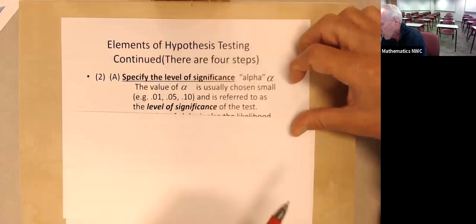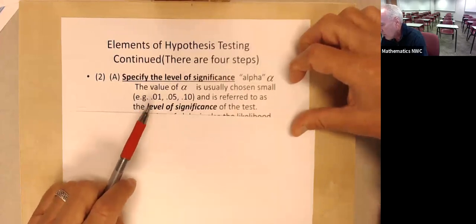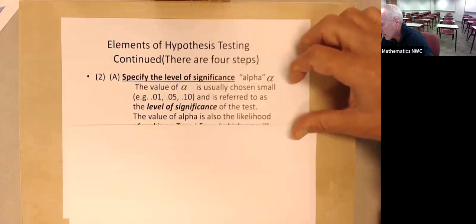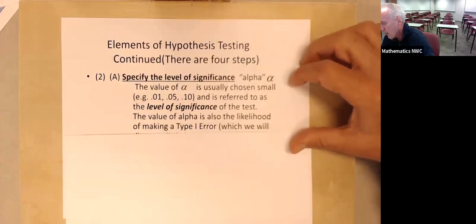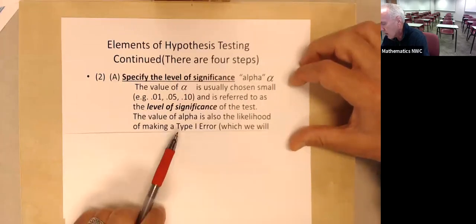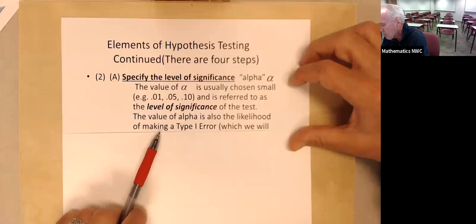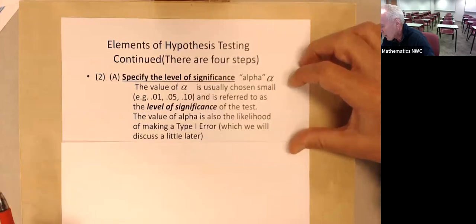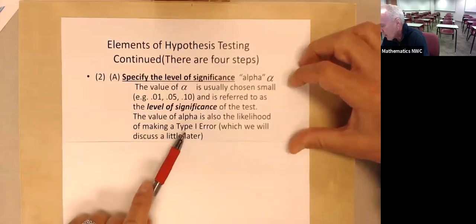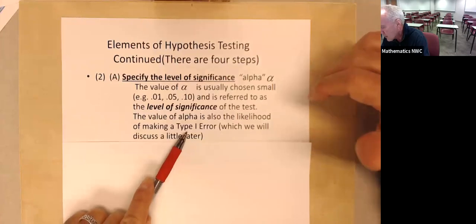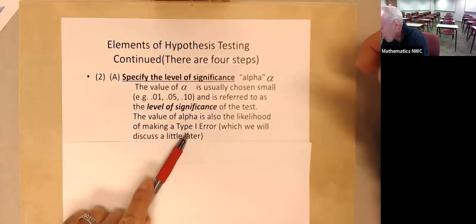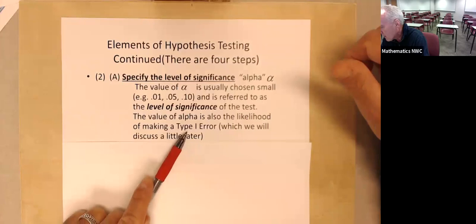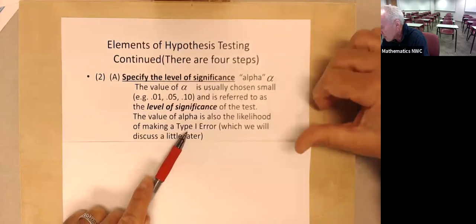Sometimes they'll give you multiple levels, but this alpha level is referred to as the level of significance. The value of alpha is also the likelihood of making a type 1 error. Now, right now, we haven't talked about that. We'll be discussing that a little bit later. But a type 1 error, as opposed to a type 2 error, we'll be looking at both. The type 1 error is usually considered to be the more serious one.